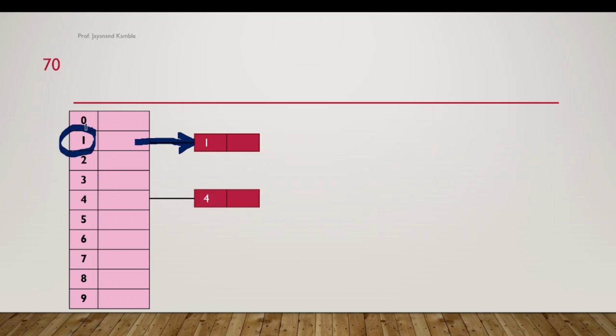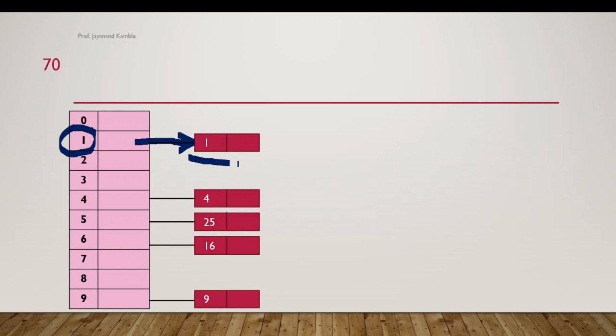Okay. Now next element is 4. That will be in the linked list of index 4. 9 will be in the linked list of 9. 16 will be in the linked list of 6. 25 will be in the linked list of 5. Now we have the collision for next element 36 and for 16. So here in this node we have two parts, data part and address part. So in this address part, currently all these addresses contain null value.